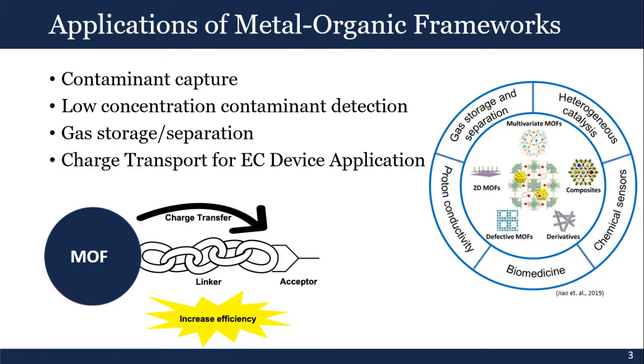Carbon capture. Low concentration contaminant detection is another one, so this would be more along the lines of chemical sensors, making sure that we can either detect things that are harmful in low concentrations or things that are easier to deal with before they become too large of a problem. Gas storage and separation, and then more recently we've been looking into charge transport for electrochemical device applications, so actually using MOFs to facilitate charge transport for these sorts of things.